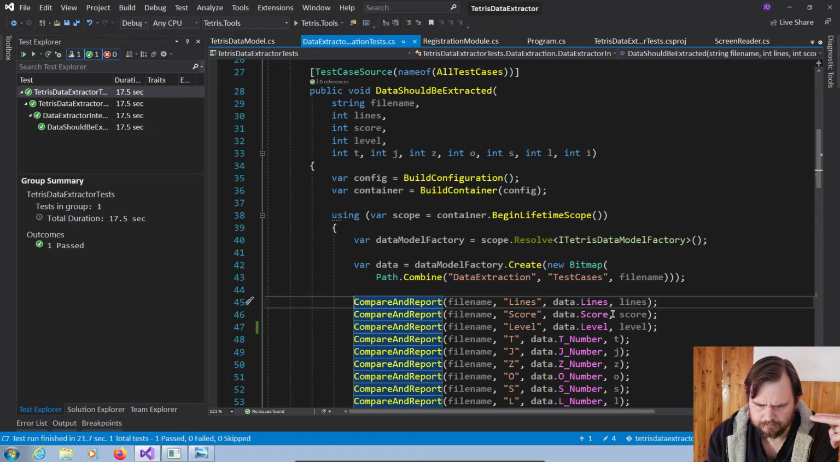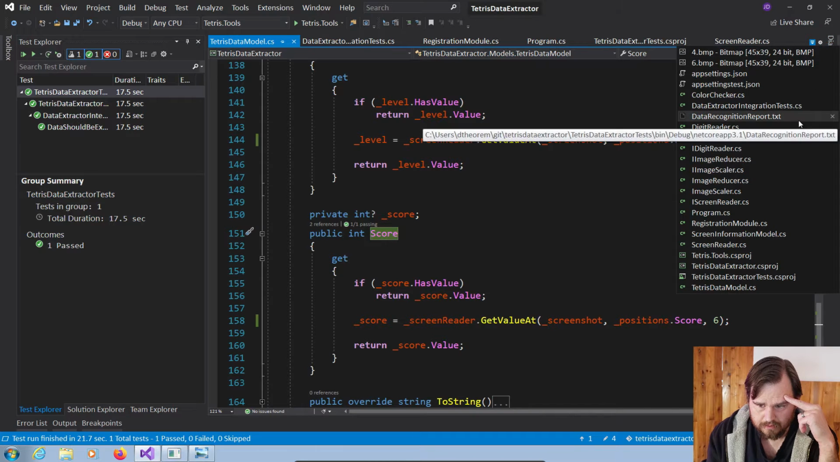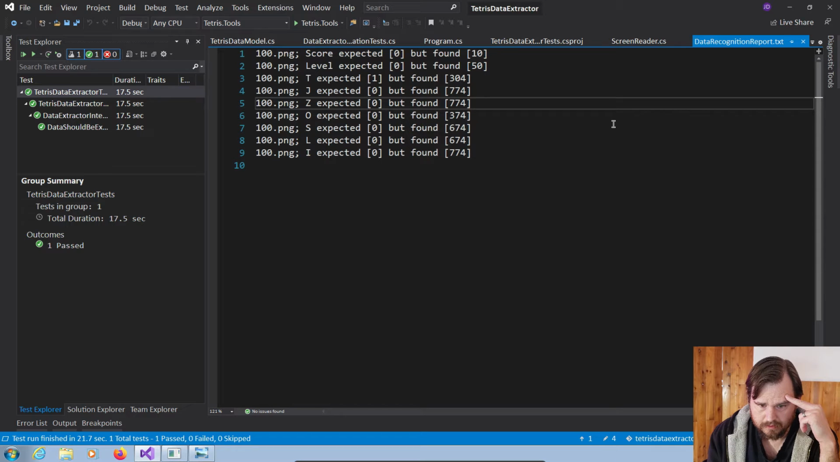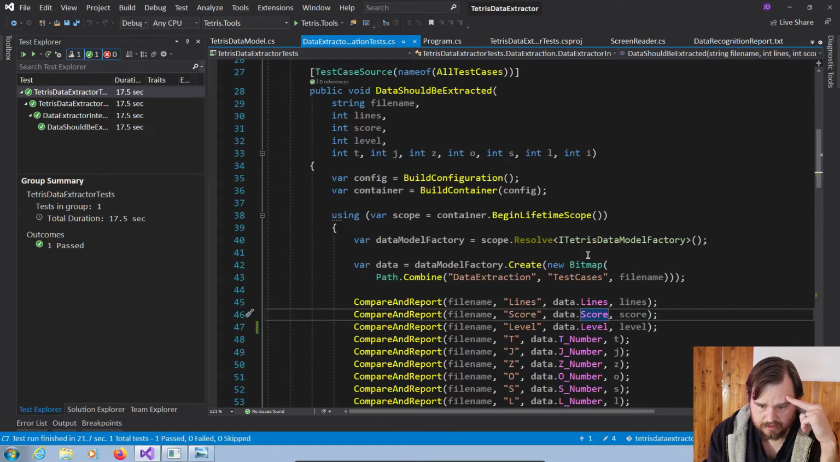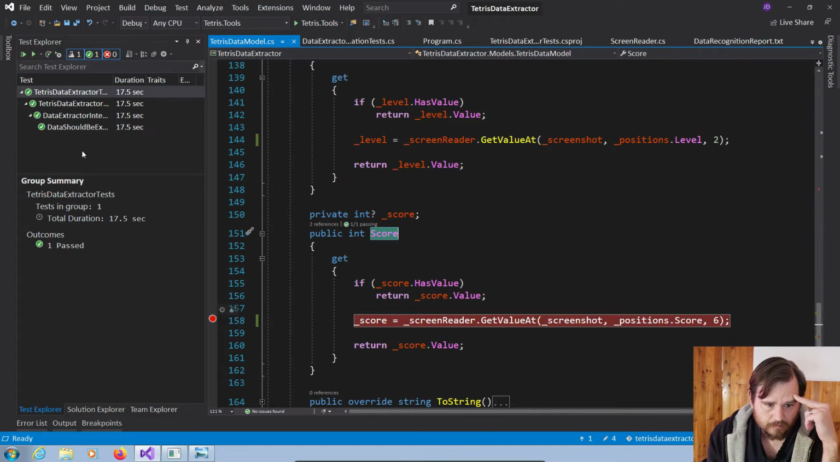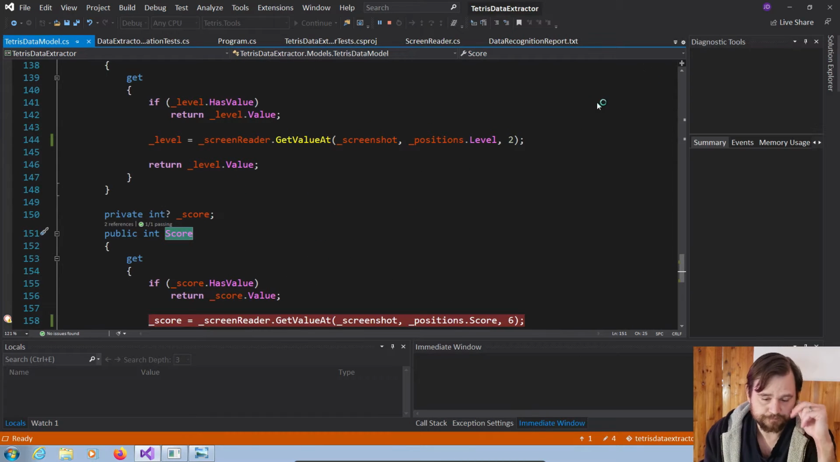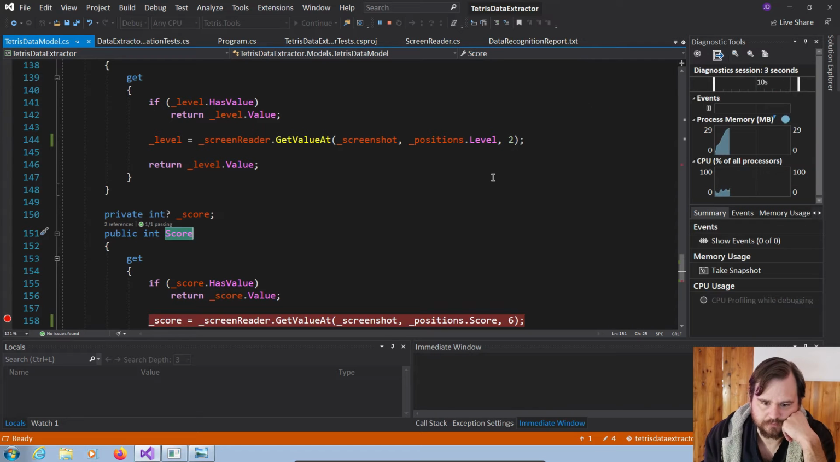Hey, didn't I? It ran it. Where's my report? Score expected 0 but found 10. Okay, so everything's still broken. That's fine. I guess I lost my breakpoint here. Okay, let's debug it again. But at least it runs now.